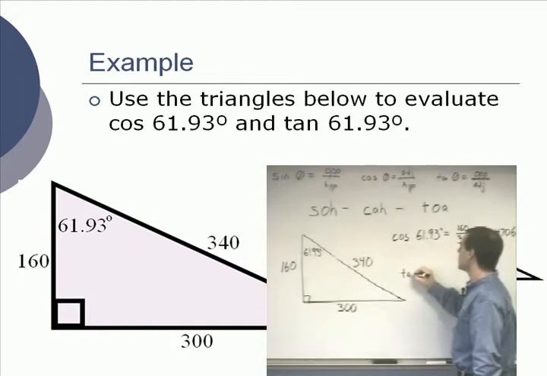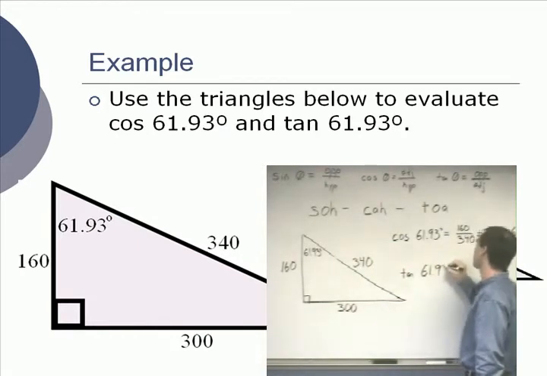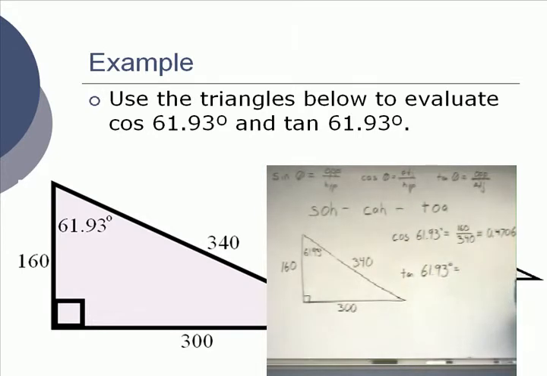Well, the last one, tangent of 61.93 degrees, is going to be equal to what over what? Opposite of 300 over an adjacent of 160. And that gives us 1.875. Verify that by typing 61.93 degrees in your calculator, hitting tangent. I think that one works out very close. Okay. So ultimately, when you go to hit the sine, cosine, or tangent button on your calculator, what you're really doing is you're asking for a ratio for some particular triangle.